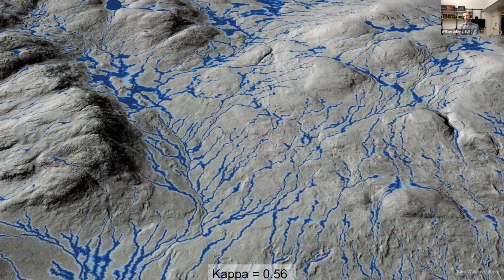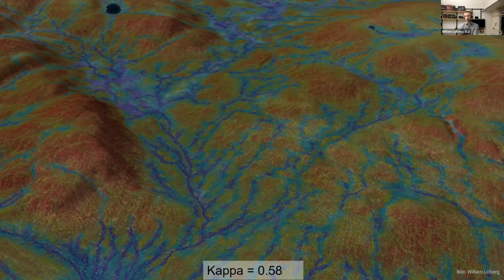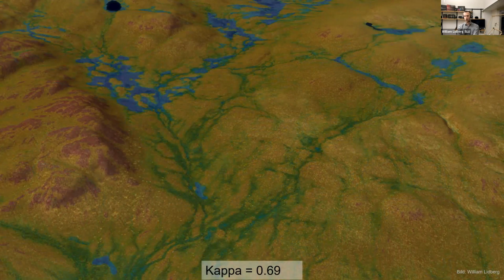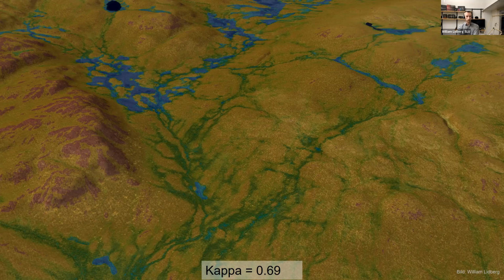The depth of water map had a kappa value of 0.56, which is better. There is a different map created by Metria, which has a kappa value of 0.58. It's also an improvement. And then finally, the SLU soil moisture map has a kappa value of almost 0.7. So it's quite accurate. At least a lot more accurate than what was existing before.